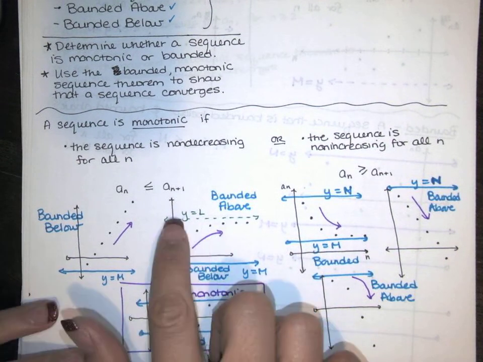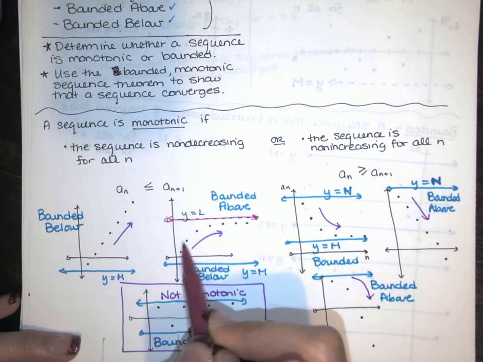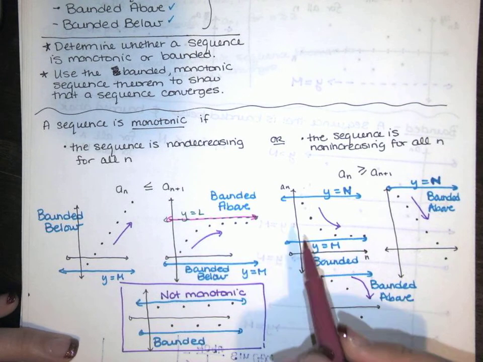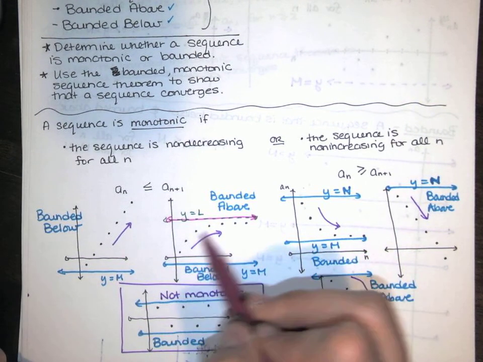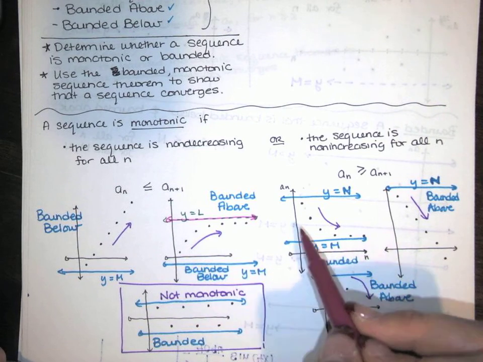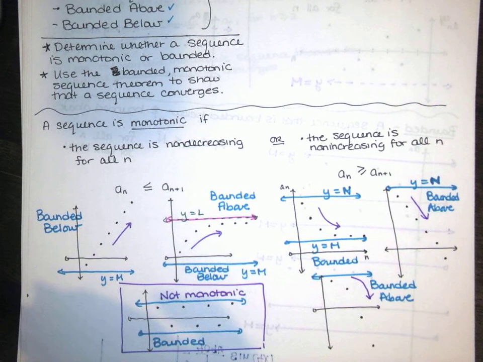But if you have the fact that it's bounded, like this picture, it's in between the two lines and it's increasing, or it's in between the two lines and it's decreasing. It's stuck, it can't go beyond those two lines. If it's decreasing, it's got to converge to something. If it's increasing, it's got to converge to something. And that's what the bounded monotonic sequence theorem says.